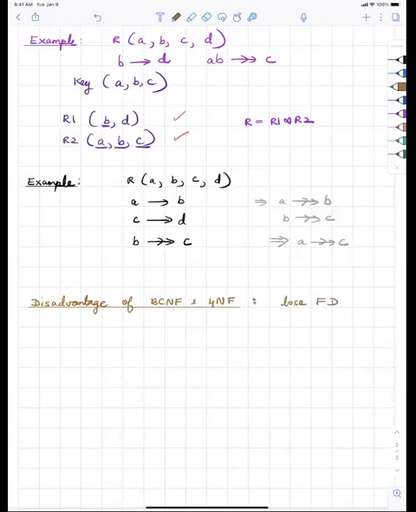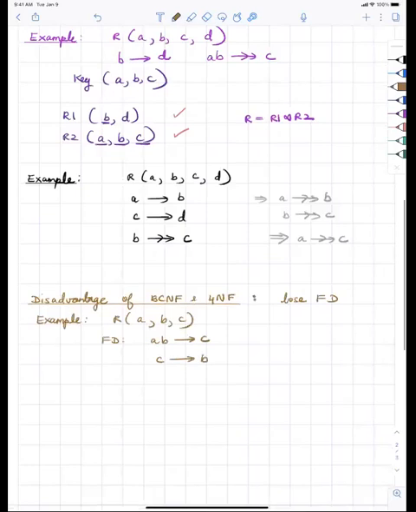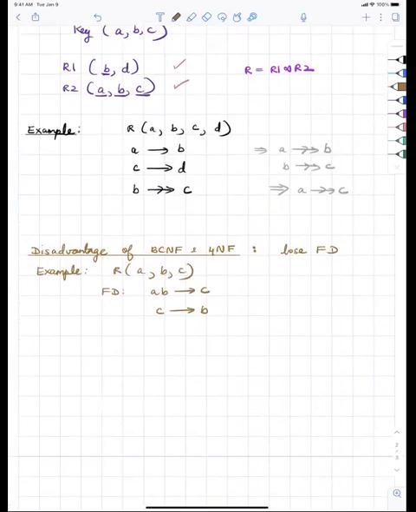For example, let's look at this small table with three attributes A, B, and C, and you have the following functional dependencies. AB goes to C, and then C goes to B. For this table, the key is AB. But when you look at C goes to B, this B is a prime attribute.